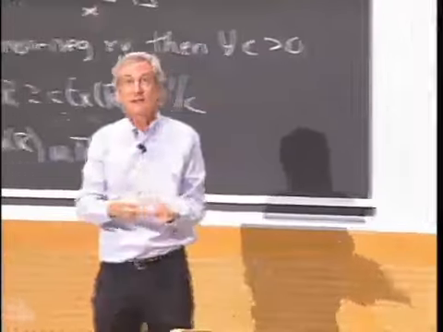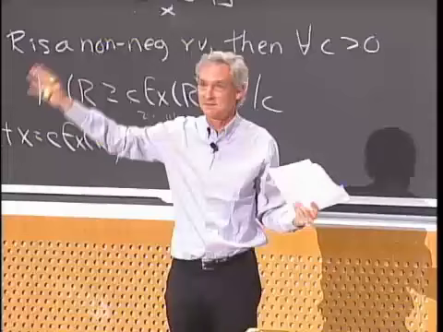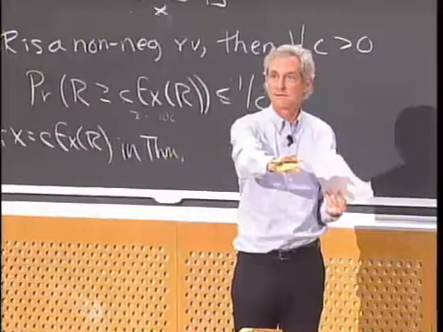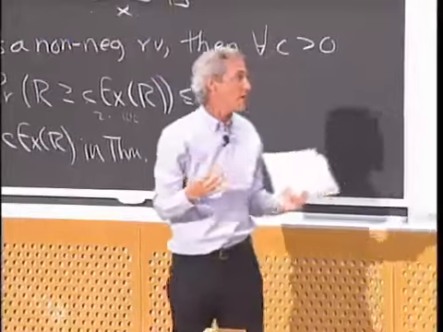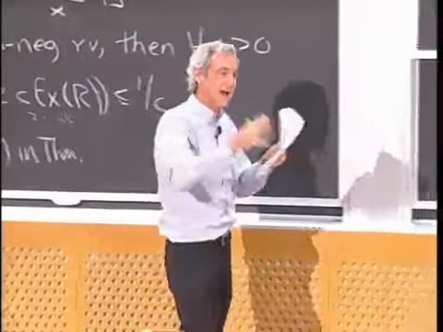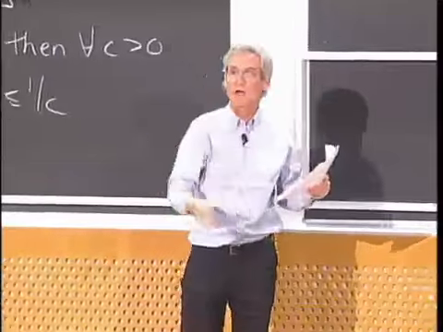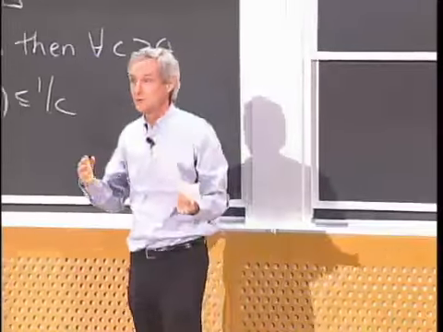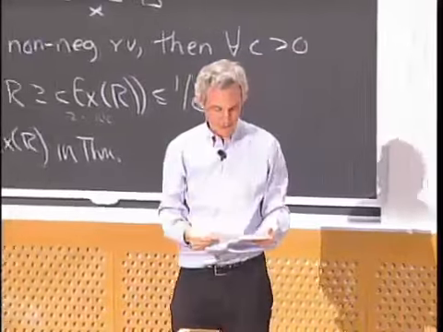So in this case, Markov is way off the mark. It says 1 in n, but in fact, the real bound is much smaller. All right? So Markov is not always tight. It's always an upper bound, but it sometimes is not the right answer. And to get the right answer, often you need to know more about the distribution.